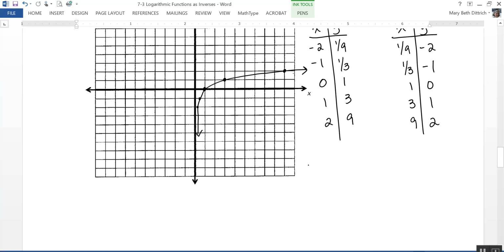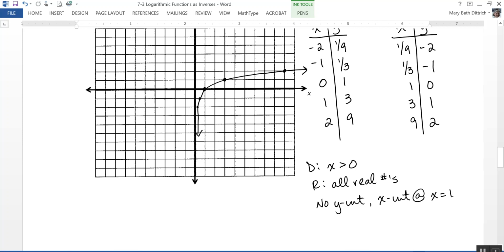Okay, you'll notice that its domain is x is greater than 0. It never hits the y-axis, so x is never equal to 0 and it never goes into the negative range. The range is all real numbers because it can keep going higher up here and it can keep going lower in the y values here. It has no y-intercept because it's never going to cross the y-axis, but it does have an x-intercept at x equals 1. And it has a vertical asymptote at x equals 0, which is the y-axis. Okay, and that's how you would graph a logarithmic function.